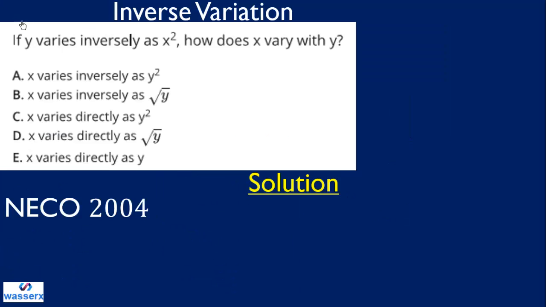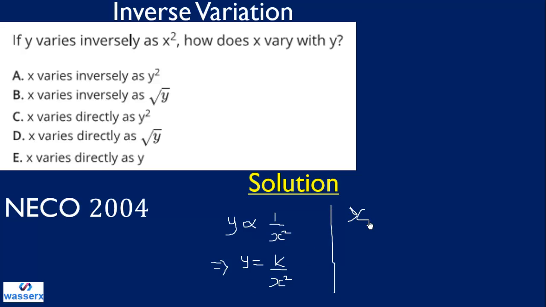If y varies inversely as x squared, how does x vary with y? So y varies inversely as x squared. How does x vary with y? So let's see how we can arrive at that. So let's write the relation: y varies inversely as x squared. So this implies that y is equal to a certain constant over x squared.